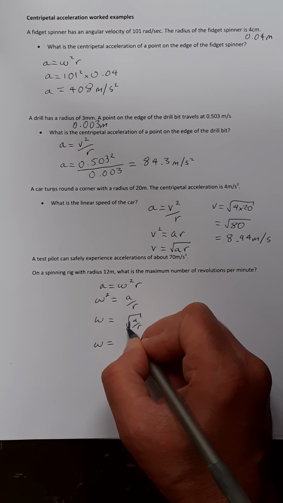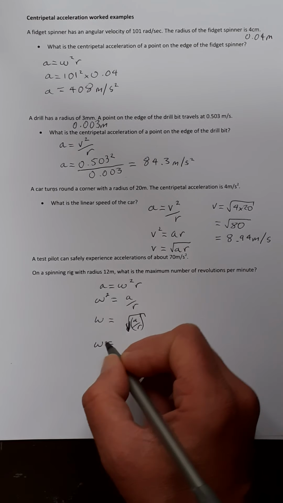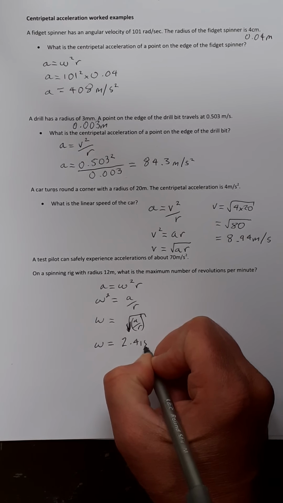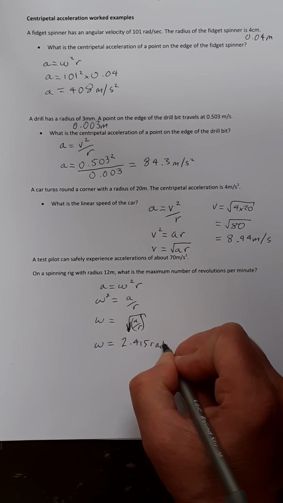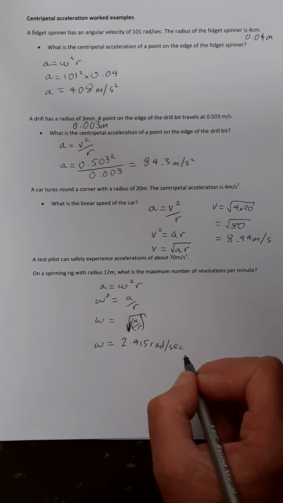Substituting in, dividing and square rooting. Remember, all of this is square rooted. Let me just make sure that I remember all of that square rooted. Square root of a over r, and that's going to come out as about 2.415 radians per second. Now, I'm not rounding off at this stage. I've saved all that into my calculator.